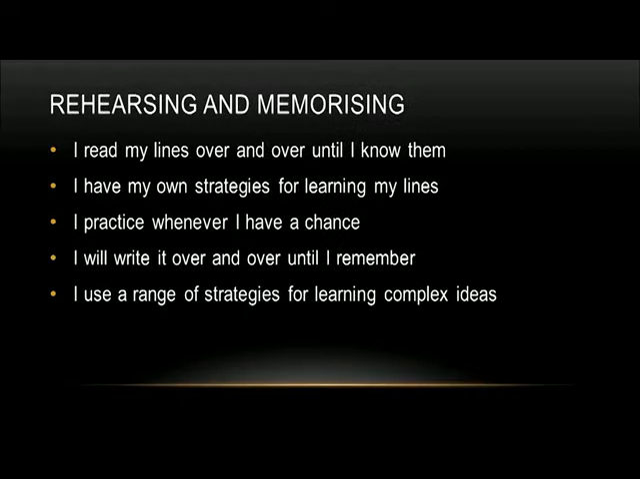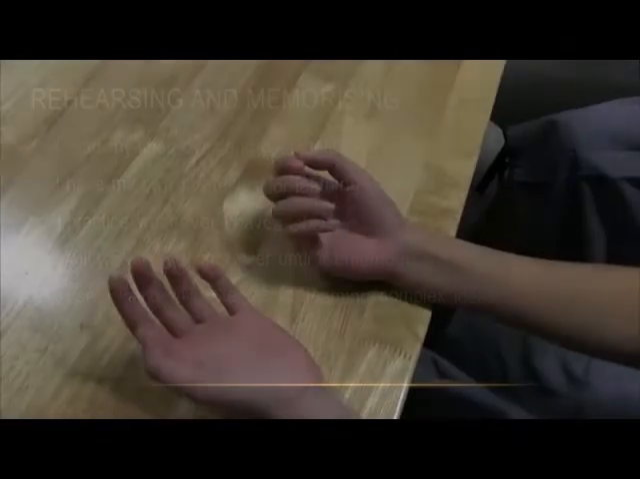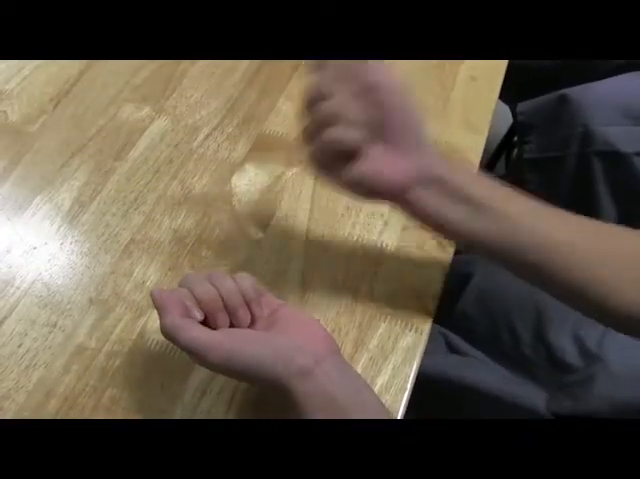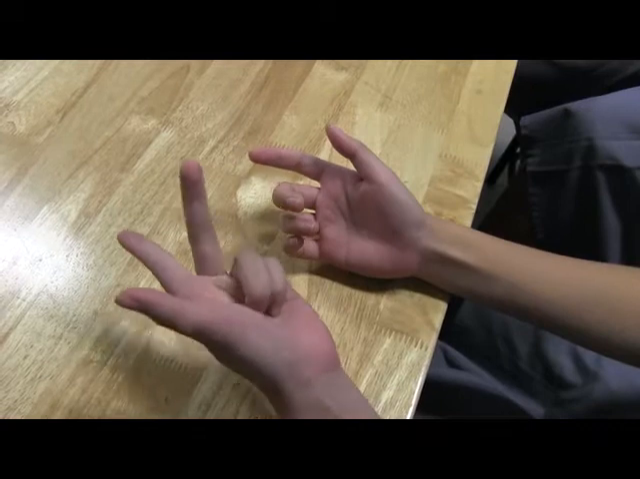Rehearsing and memorizing. I read my lines over and over until I know them. I have my own strategies for learning my lines. I practice whenever I have a chance. I will write it over and over until I remember. I use a range of strategies for learning complex ideas.